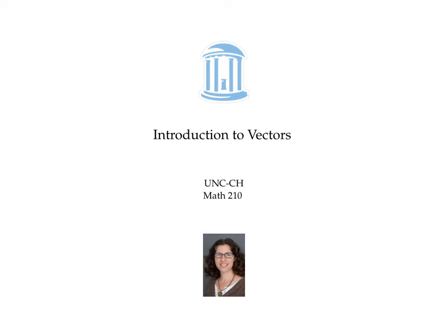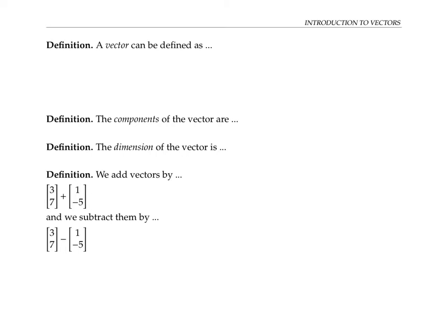This video gives an introduction to vectors and basic operations on them. A vector can be defined as a list of numbers. If the numbers are written vertically, then the vector is called a column vector. If they're written horizontally, then it's called a row vector. We'll be working with column vectors for the rest of this video.